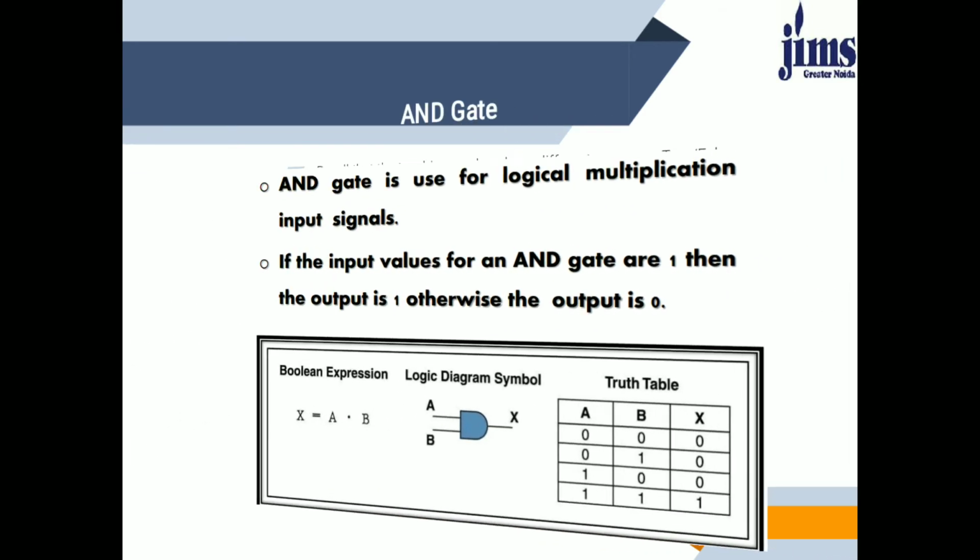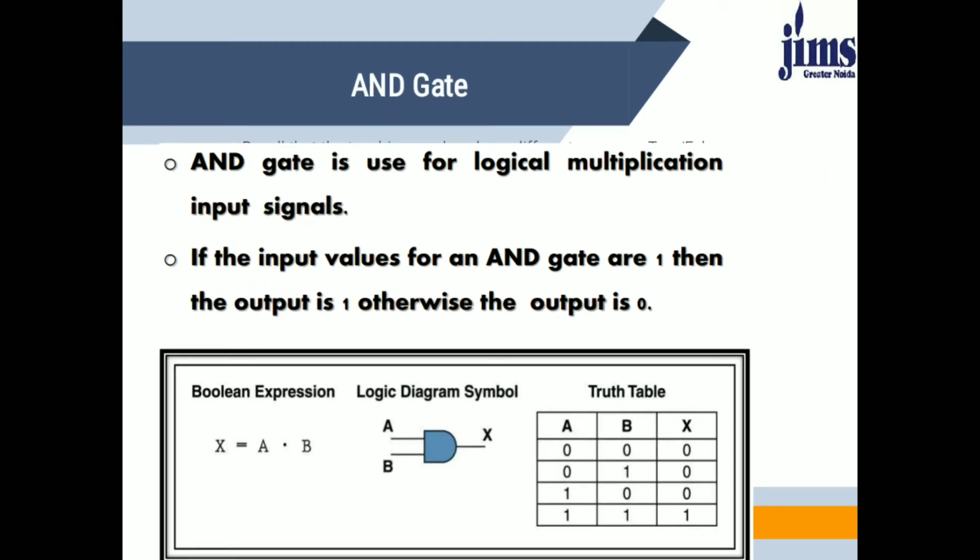First we talk about the AND gate. What is an AND gate? Basically, the AND gate is used for logical multiplication of input signals. Of how many input signals? Two or many. If the input values for the AND gate are all 1, then the output will be 1. Otherwise the output will be 0.